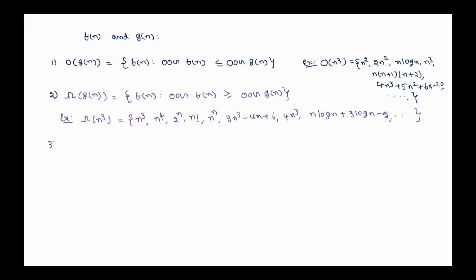Okay. Similarly, tell me what is theta of g of n. It is also the set of all functions f of n such that the order of growth of f of n is the same as the order of growth of g of n. So what is theta of n cube? It is theta of n cube. Is that correct?